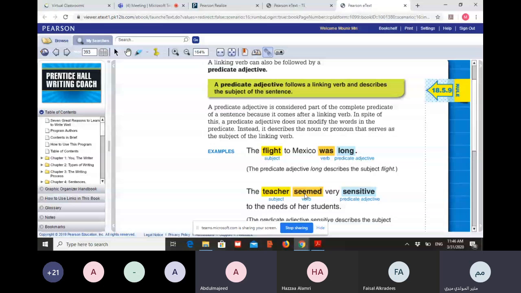It means that it is a linking verb. Teacher, may I go to the bathroom? Sure, you can. But don't be late, please.